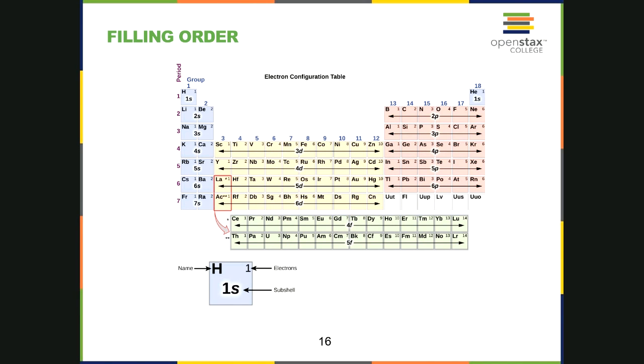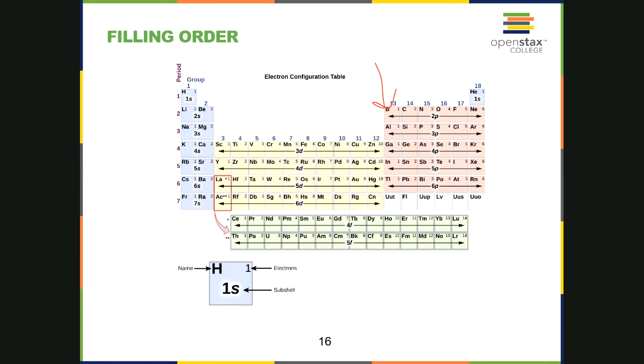But then when we get over to boron, it now has a 5th electron. That 5th electron is in the p block. So it is in the 2p.